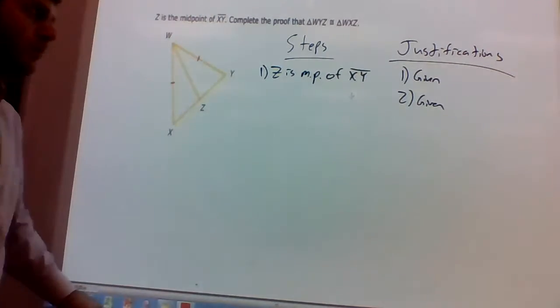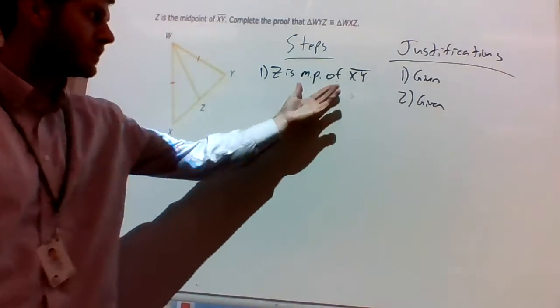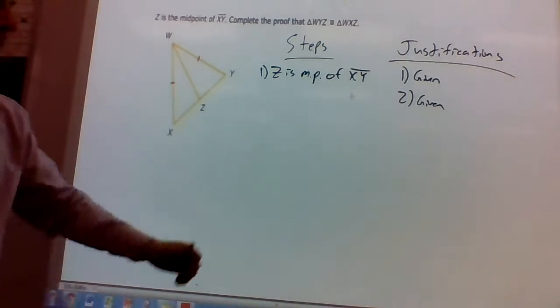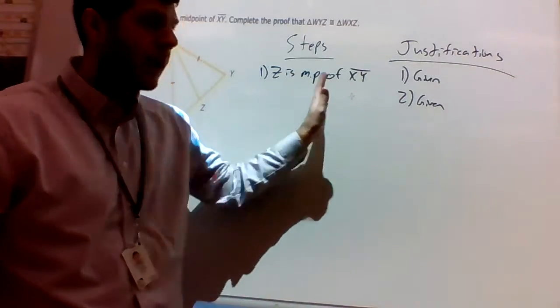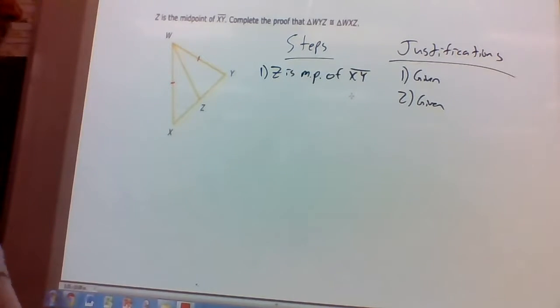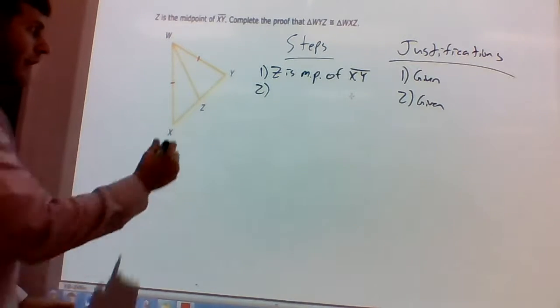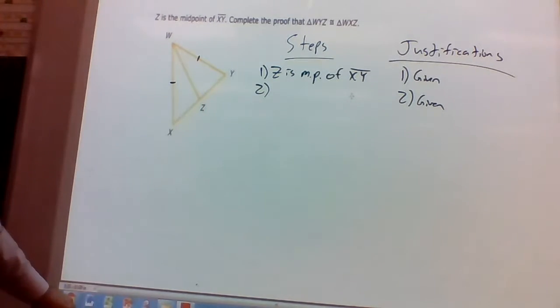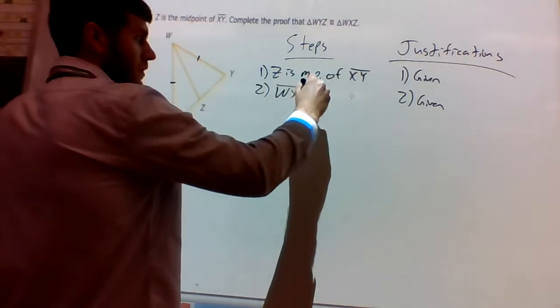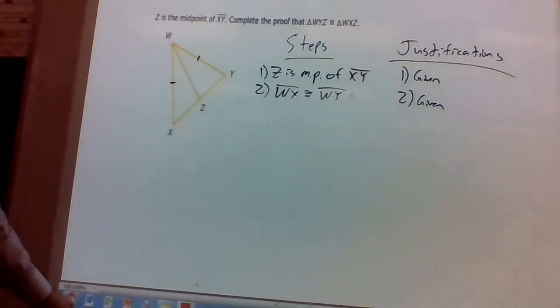Again, I'm abbreviating midpoint with MP. If you abbreviate, that's fine, but don't just write Z then XY. You have to say what Z is, how it's related to XY. Z is the midpoint of XY. You don't have to write out midpoint. You can abbreviate it like I did, but I need to know what you're talking about here. You can't just say Z XY, because that's not going to tell me enough information to understand what you're trying to say. Okay, the second given is coming from the diagram. These hash marks tell us that WX is congruent to WY. Both of these are given to us.